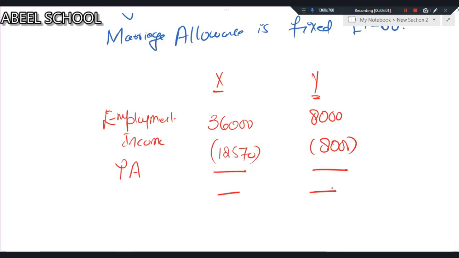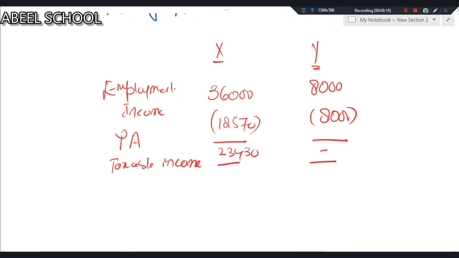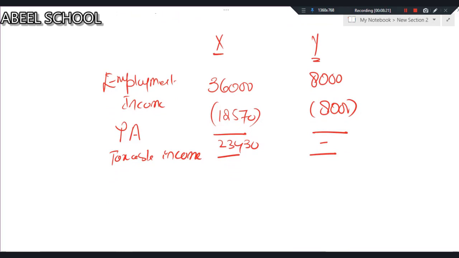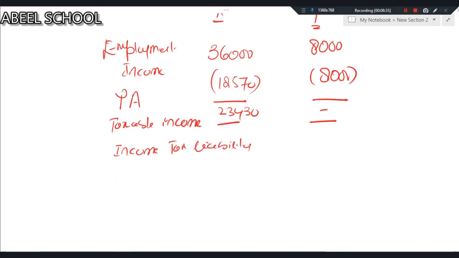From 36,000, when I deduct 12570, I'm getting a taxable income of 23,430, and it can be seen that entire taxable income 23,430 falls in the basic rate band. Okay. And they are making a marriage allowance election. We need to calculate income tax liability for X. Obviously, entire 23,430 falls in the basic rate band, belongs to non-savings income where the applicable tax rate is 20%.